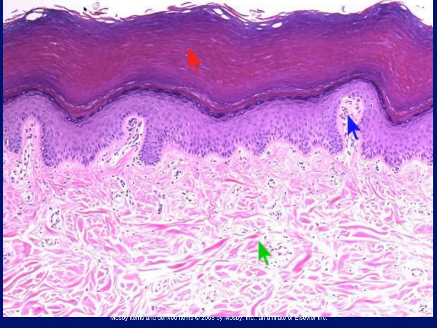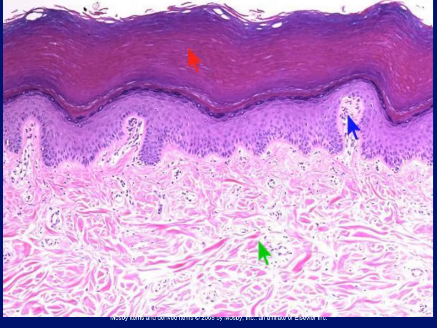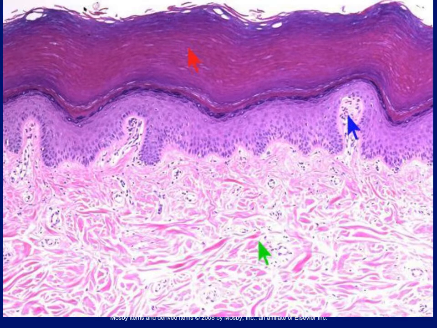The other thing you should know about dense irregular connective tissue is that it usually has a very good blood supply. Now, if you're wondering what the other layers are here, the blue arrow is actually pointing to a little bit of areolar connective tissue, and finally the red arrow is pointing to some stratified squamous epithelial tissue. And we'll take a look at skin more in the next chapter on the integumentary system.